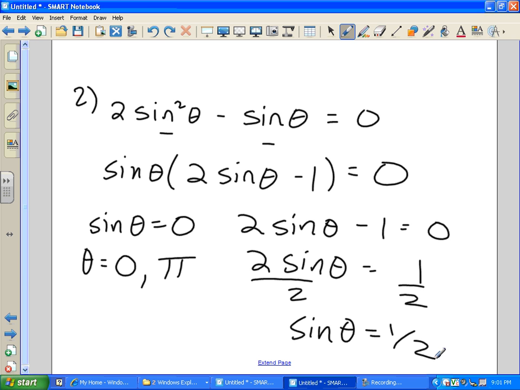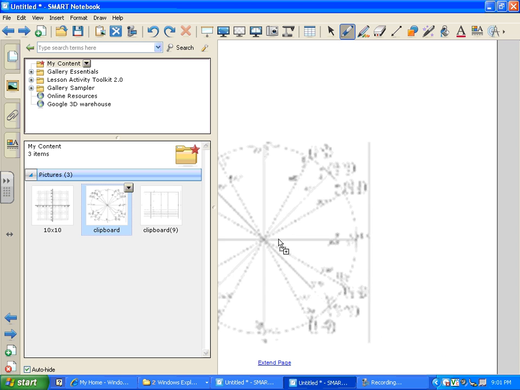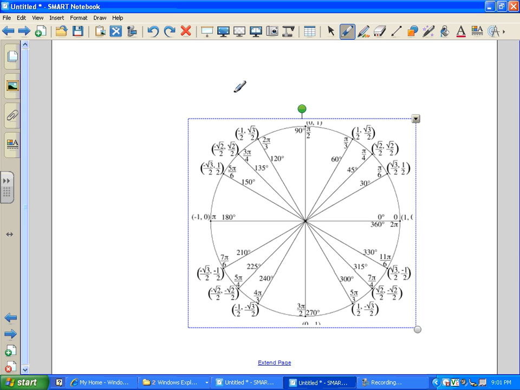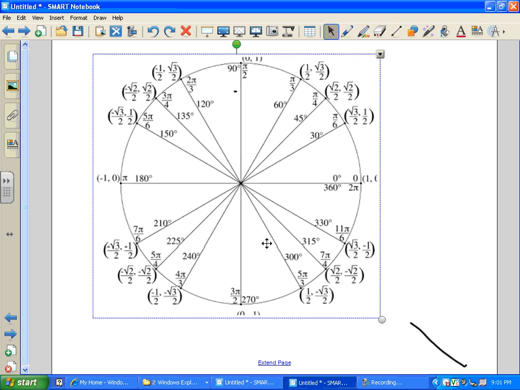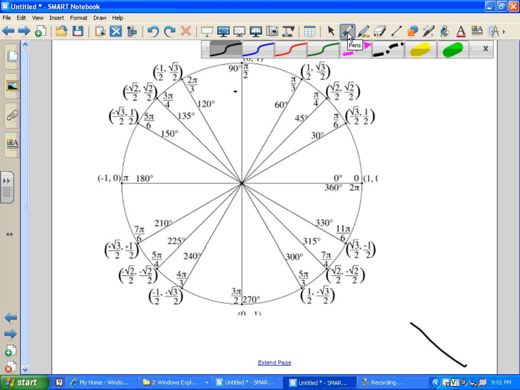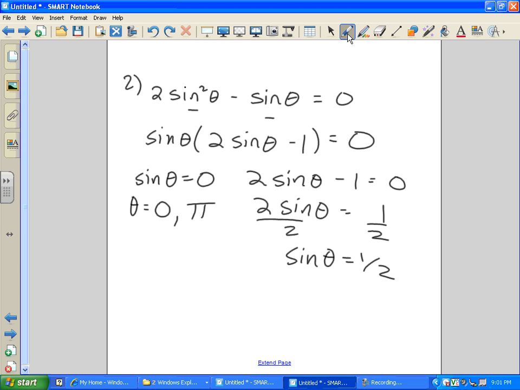And so we can check on our unit circle. Where is the sine 1/2? So let's see, sine is 1/2 at pi over 6. And let's think, where else is sine positive? Sine is positive in the second quadrant over here too. And so sine is also 1/2 at 5 pi over 6. So pi over 6 and 5 pi over 6 are the other two solutions.